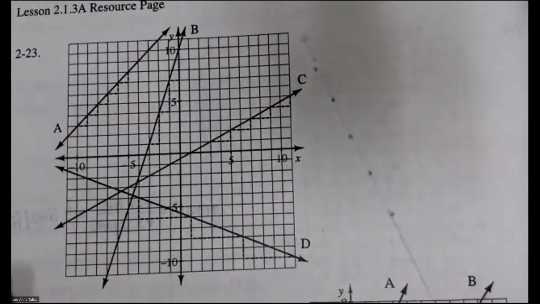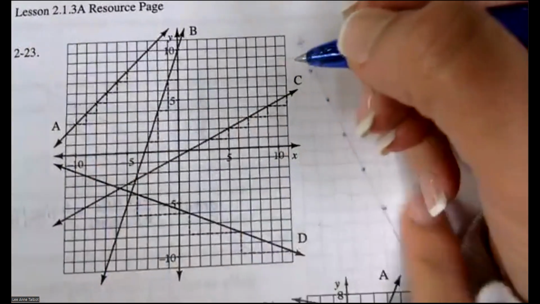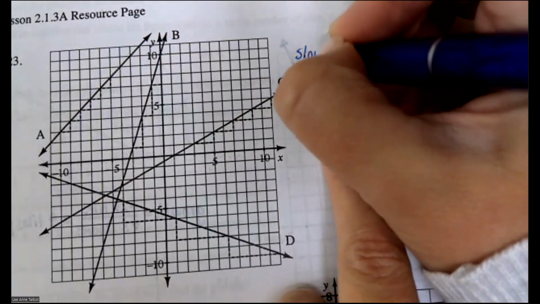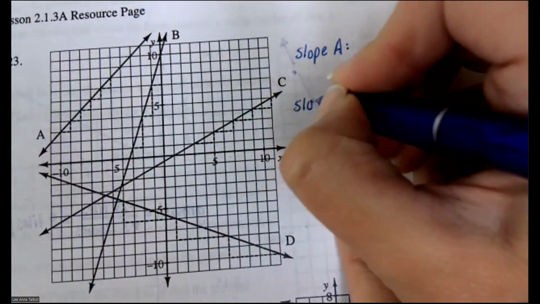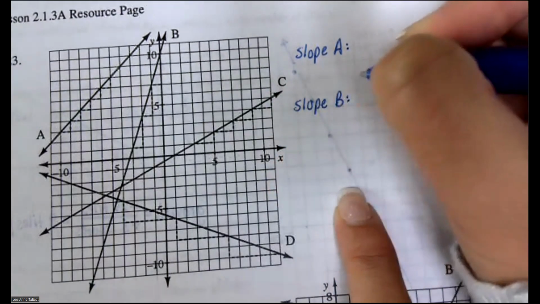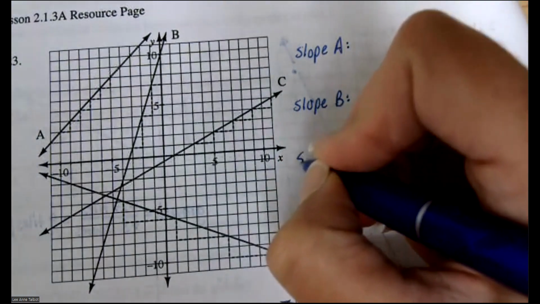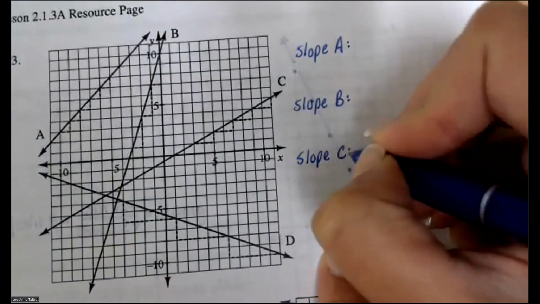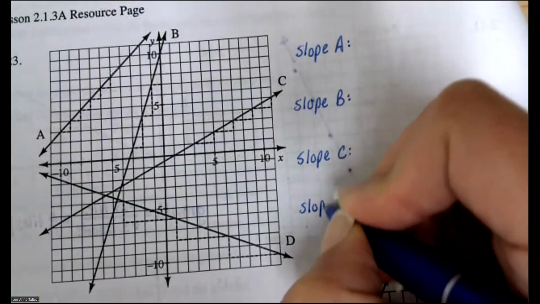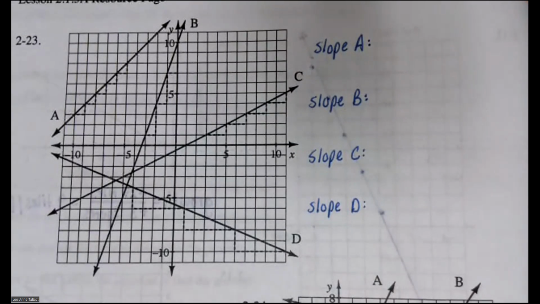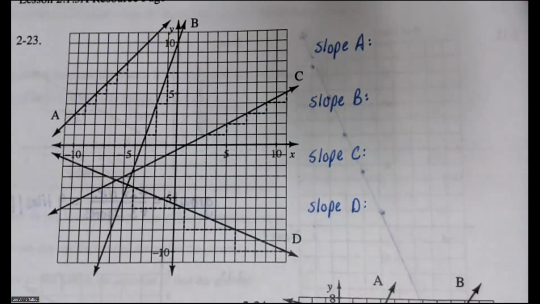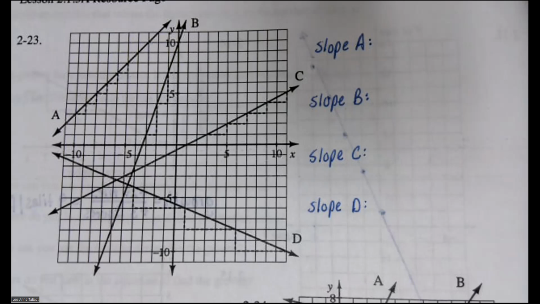Okay, so we are going to find the slope of all of these lines. So we're going to find the slope of A, slope of B, the slope of C, and the slope of D. This diagram is pretty complicated. You guys see where I got the names of the lines from?